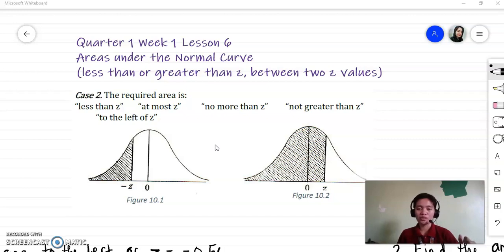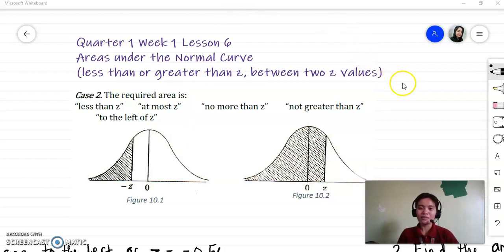For today's video, we're going to continue our lesson on areas under the normal curve. So we are now on case number 2. But before that, I would like to correct my statement. I said in my previous video that there are 5 cases, but there are actually 4. Okay, 4 only. I don't know where they got the extra one.